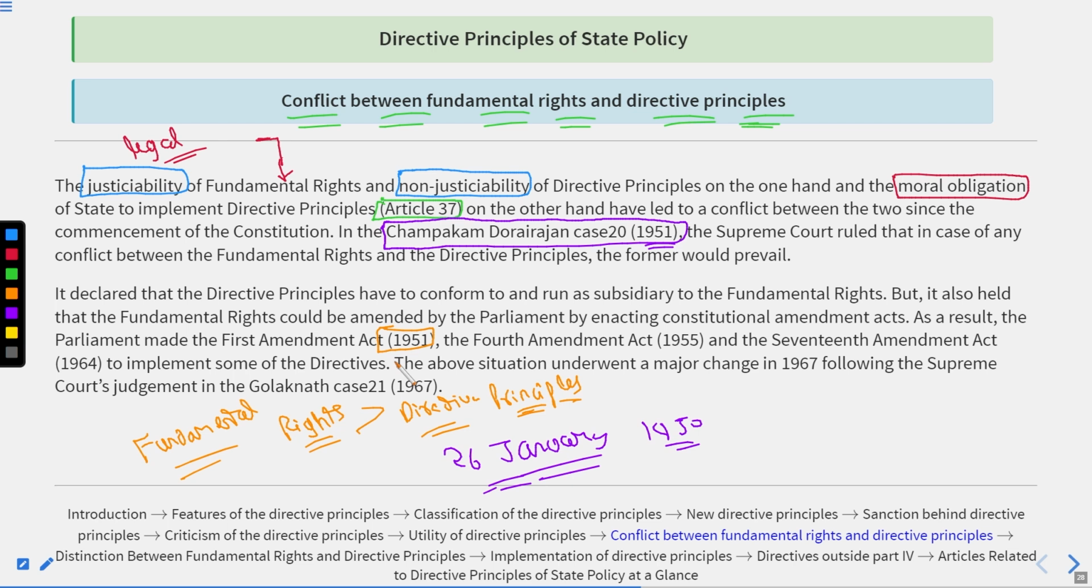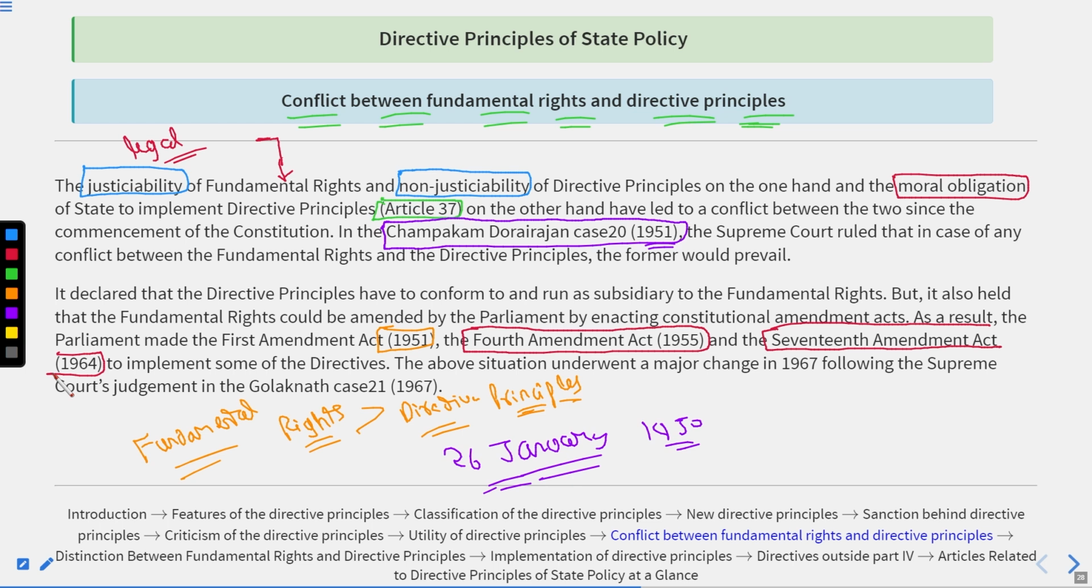Always remember, the First Amendment Act was passed in the year 1951. Thereafter, the Fourth Amendment, which was passed in the year 1955, and the 17th Amendment Act, which was passed in the year 1964 to implement some of the directives.